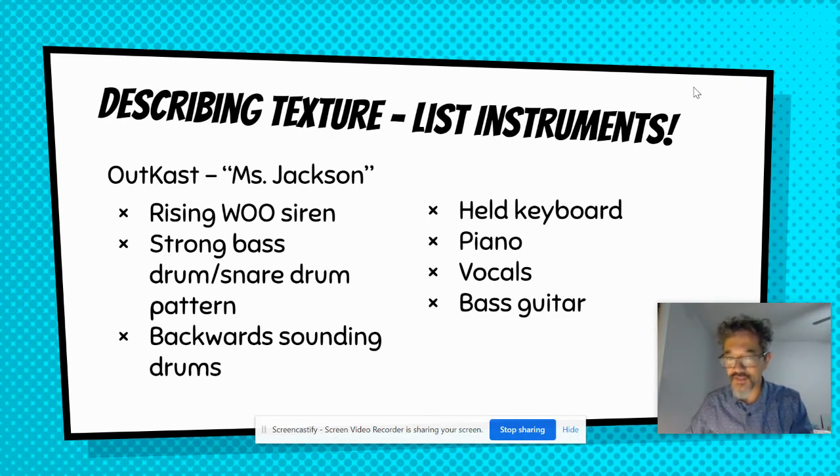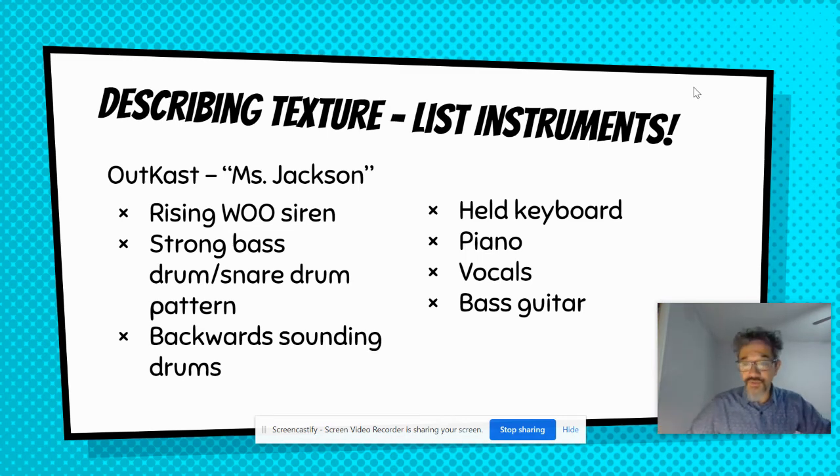I'm not a great beatboxer, but you get the idea, right? And then you also get this backward sounding drum. If you really listen to the drum beat, that's kind of what's going on there. There's this held keyboard, like this high synthesizer that just holds a chord, holds, holds, and then the piano comes in real high, going dun dun dun dun, every single phrase, right? Vocals, obviously, and then once the verse comes in, we get this really funky bass guitar coming in. So that's the list of instruments, right?